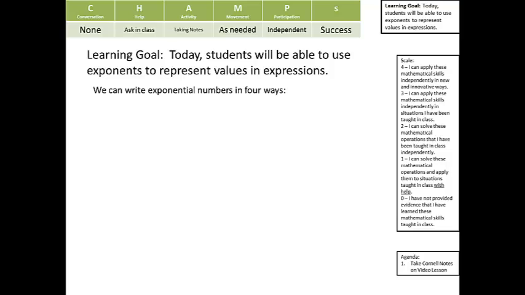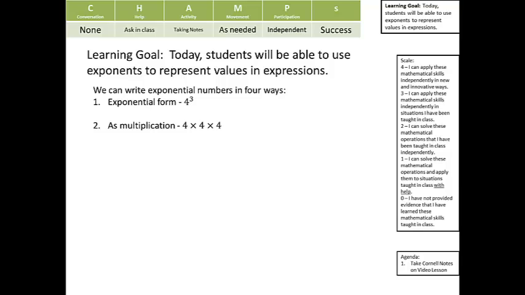Okay, we can write exponential numbers in 4 different ways, and you need to be able to write it in all 4 ways. The first one is what we just went over, the exponential form. It has a base, which in this case is a 4, and it has an exponent, which in this case is a 3.